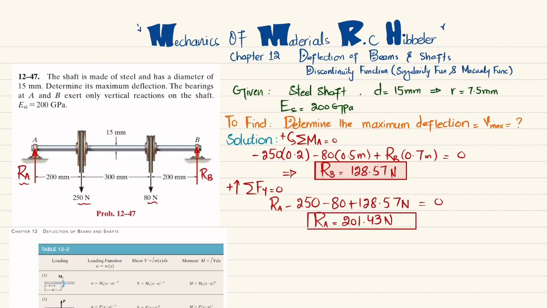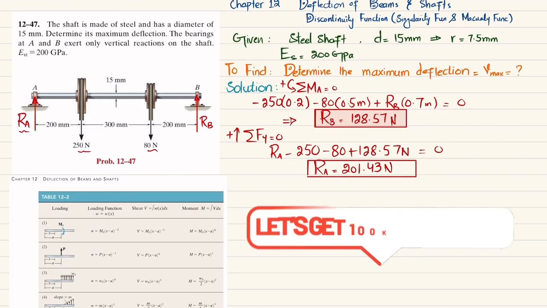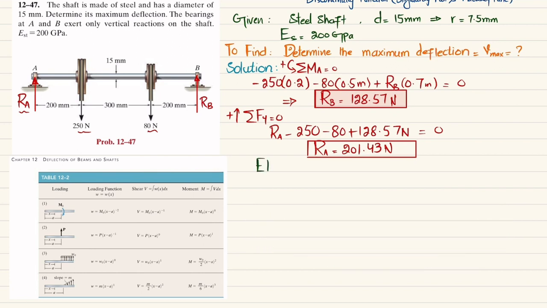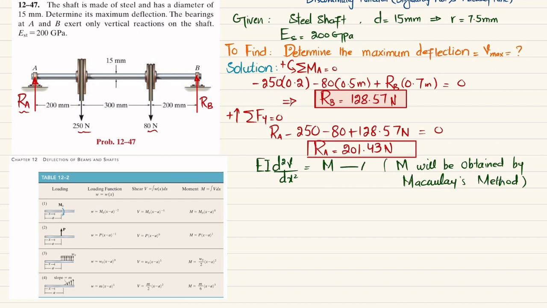So as we are interested to find out the maximum deflection, we need the equation of elastic curve. We know that the equation of elastic curve can be obtained by using this formula: EI into d square V over dx square is equal to moment, and this moment M will be obtained by using Macaulay's method. This is your equation number A. So first we will find this M, and then we'll proceed. So how will you get this M?